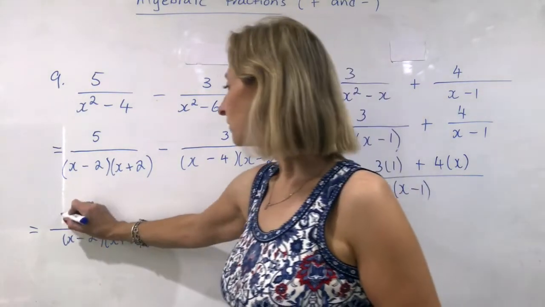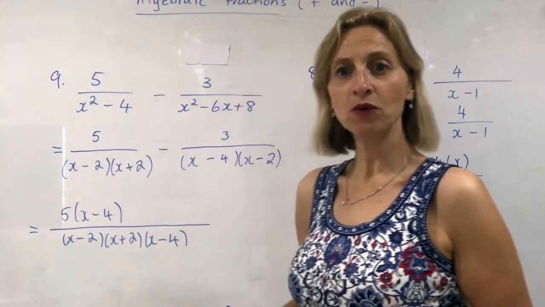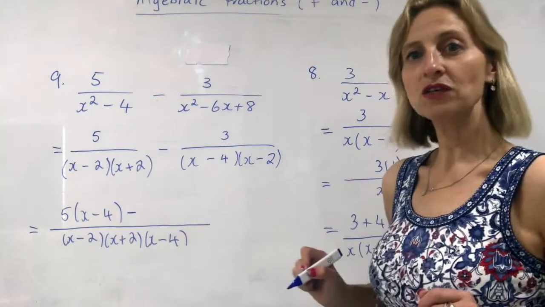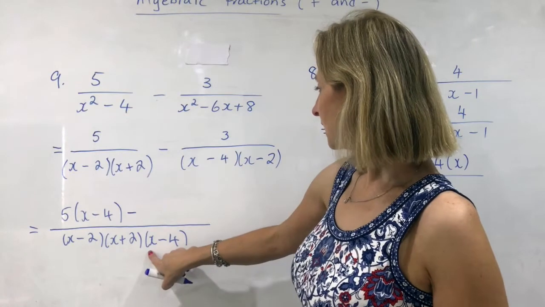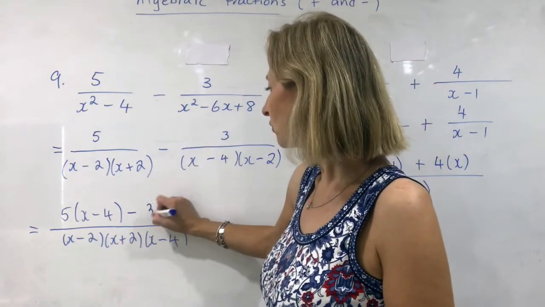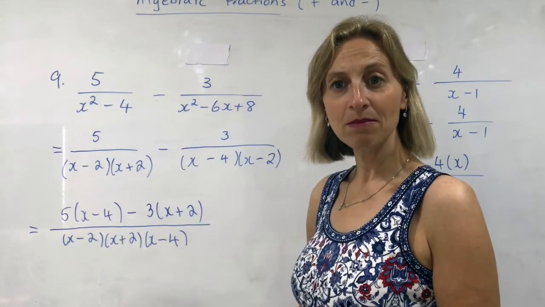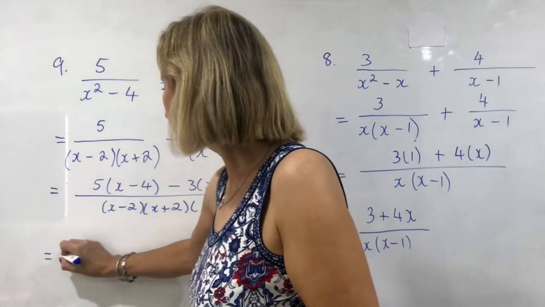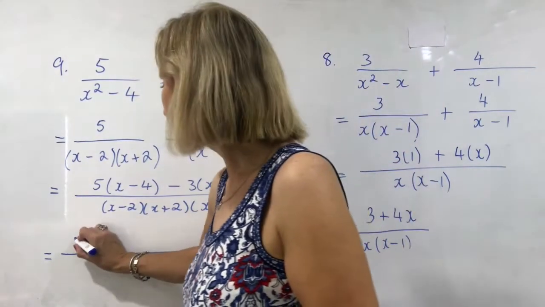X minus 4. Hopefully everybody understands x minus 4 times the top by x minus 4, but we don't multiply it, we just put it in brackets. Minus, we don't need to worry about the minus until later. What am I missing from here? X minus 4, x minus 2, the x plus 2 is missing. That's what I need to multiply by the top. The denominator stays the same. I need to expand the top and simplify.